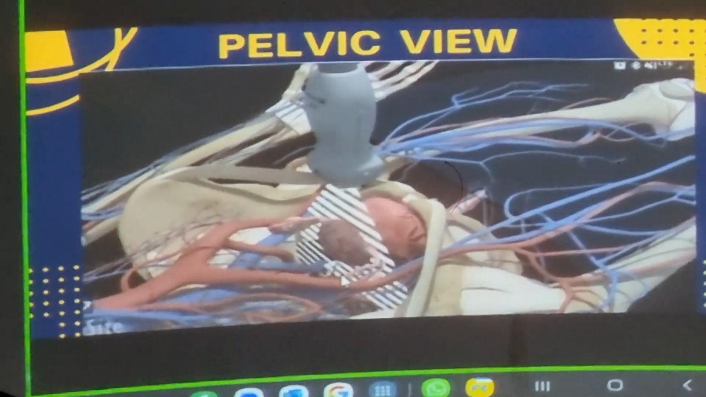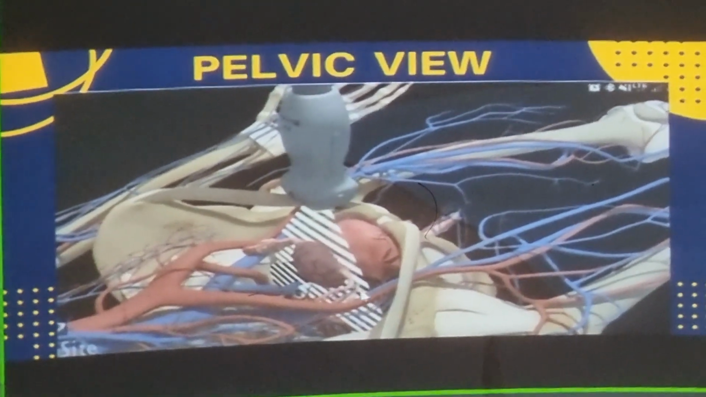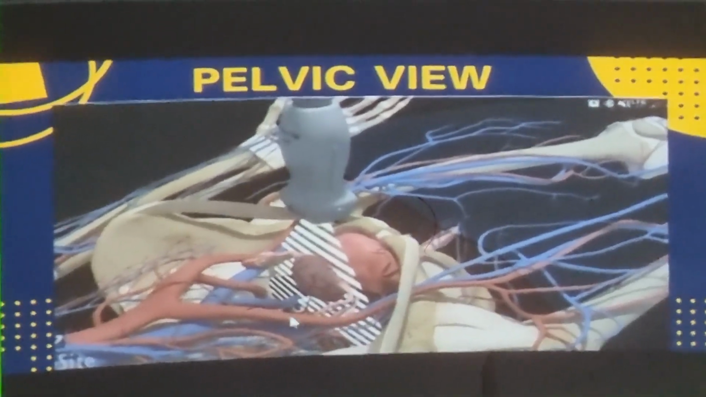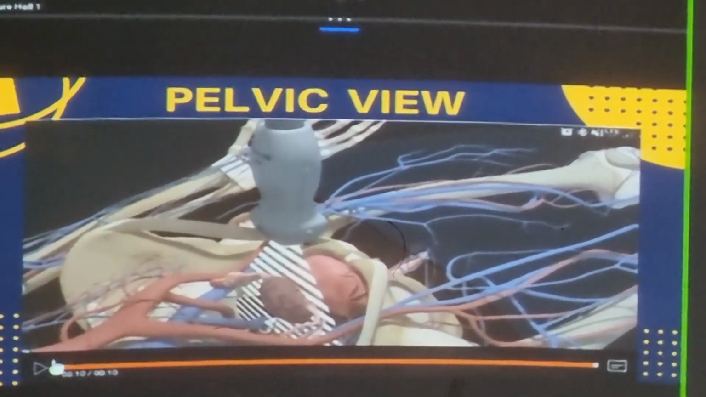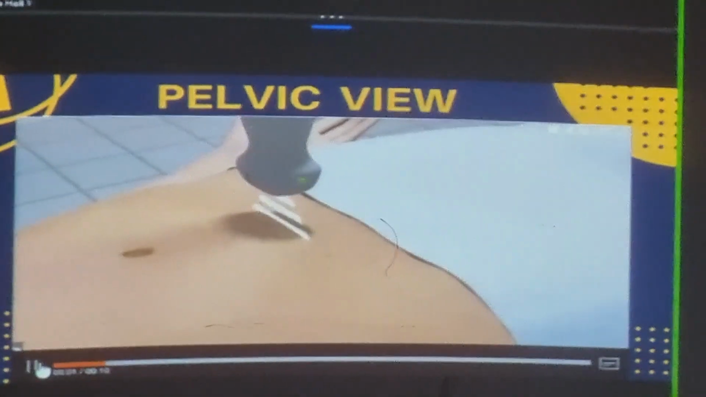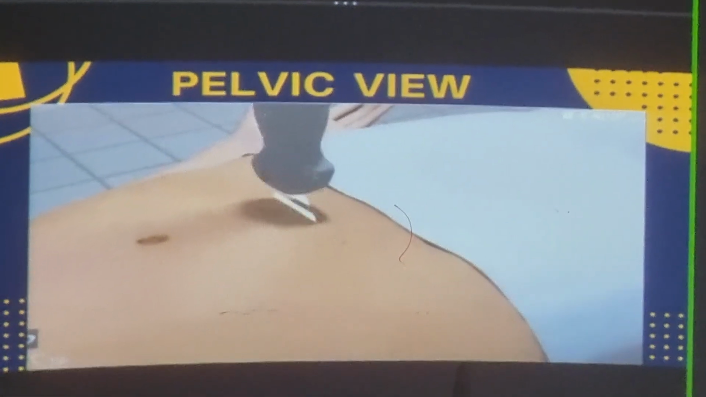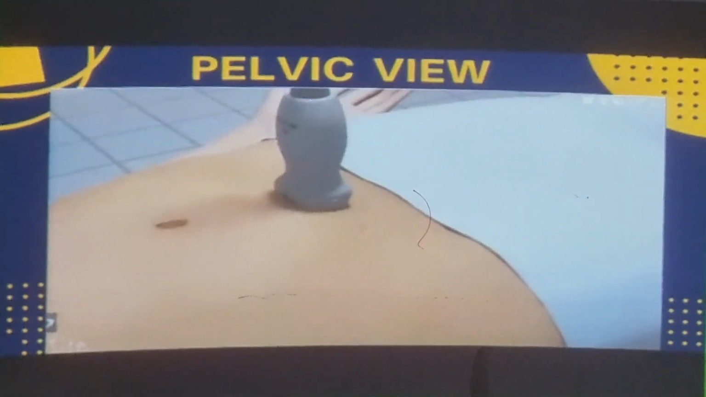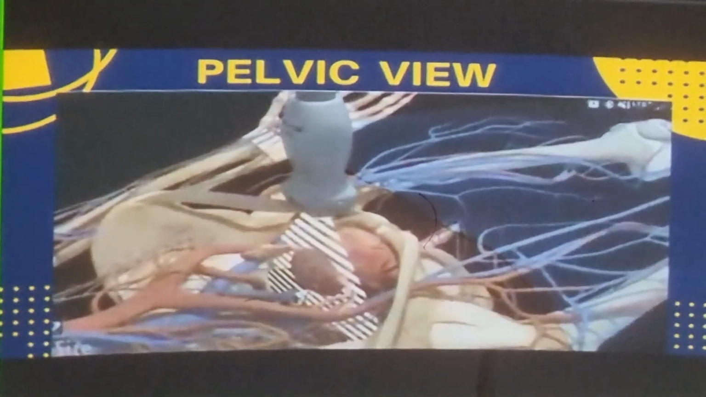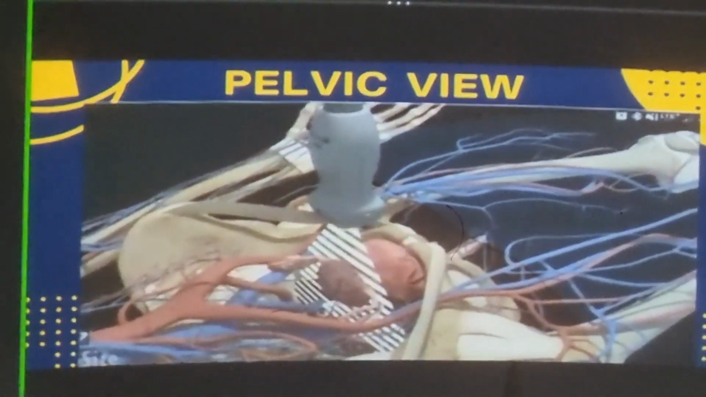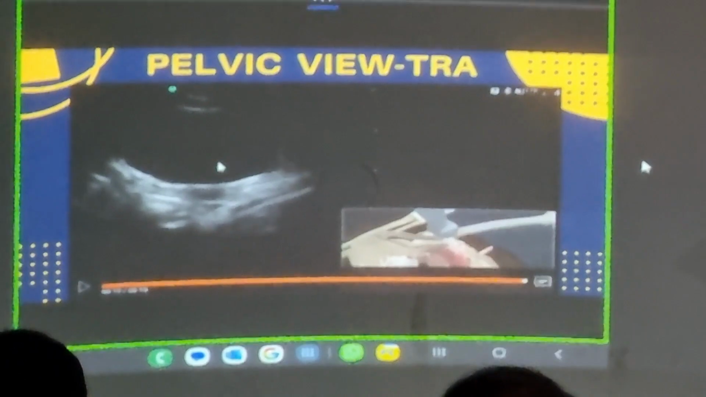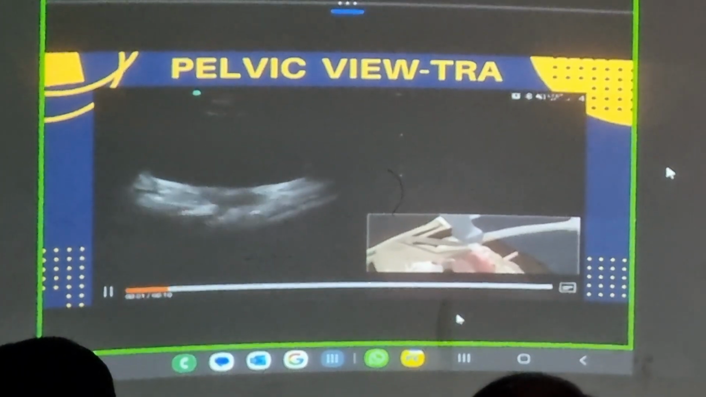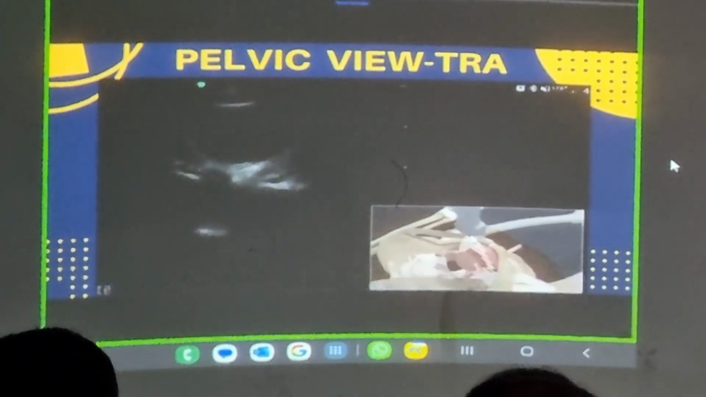The pointer is pointing towards the patient's right, and the beam of sound is traversing through the bladder. Okay, I will show it to you again. And literally the probe always touches the pubic symphysis. This is how low we have to go. Okay.